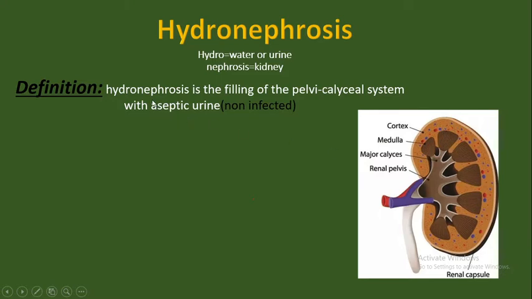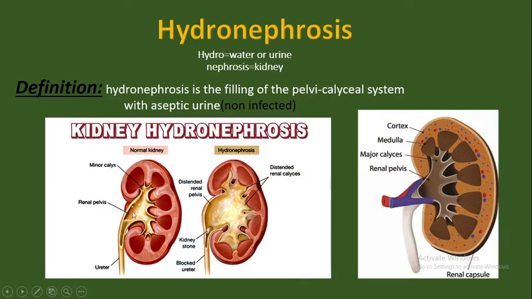So they say that hydronephrosis is the filling of the pelvic calyceal system. So here is the pelvic calyceal system, here is the renal pelvis, and here are the calyces. So there is accumulation of water here. Here is the normal kidney and here is the hydronephrosis kidney. See the difference between the two.